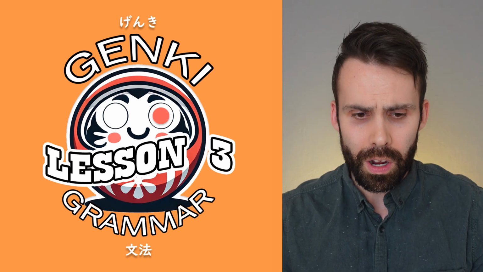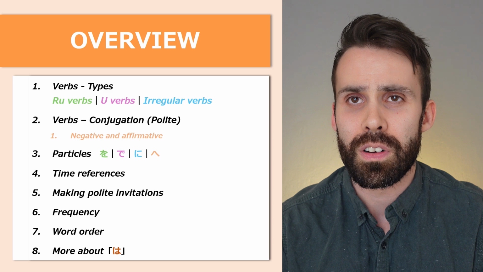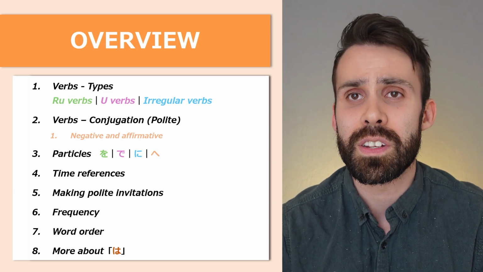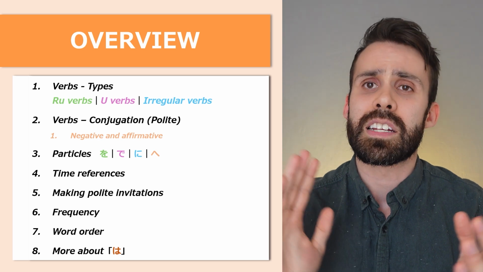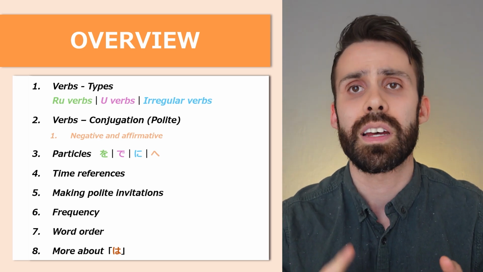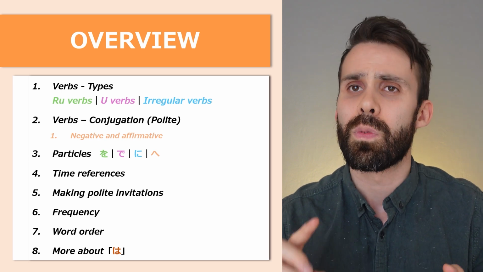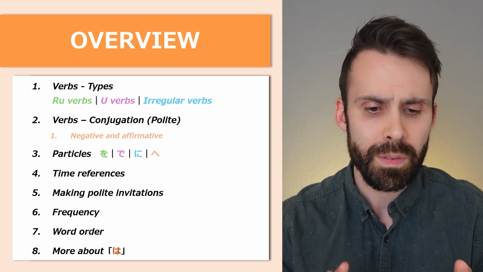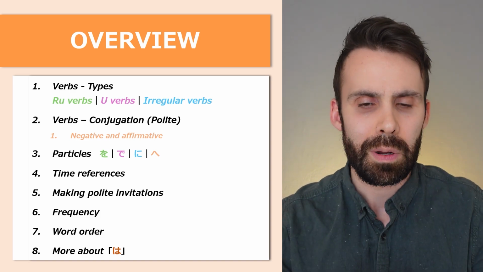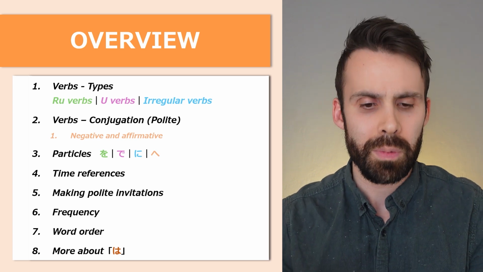So, moving on. Like I said, verbs. This chapter focuses on verbs, and there are 3 kinds of verbs in Japanese. Genki classifies them as ru verbs, u verbs, and irregular verbs, and thankfully there aren't many irregular verbs in Japanese. We're going to learn some of these verbs, and we are going to learn how to conjugate them politely in what we can call the masu form, both in the negative and the affirmative.